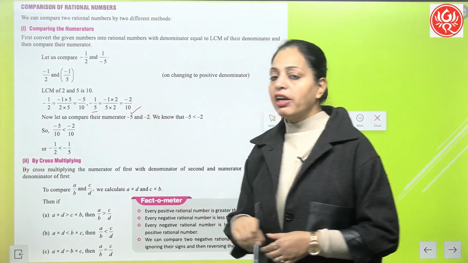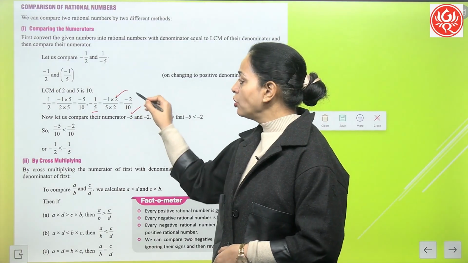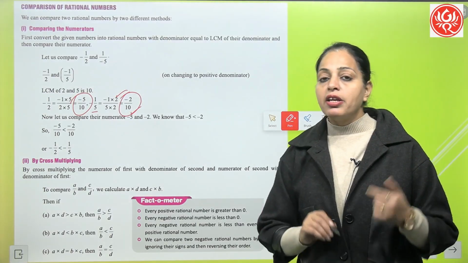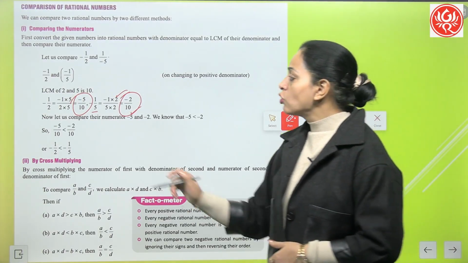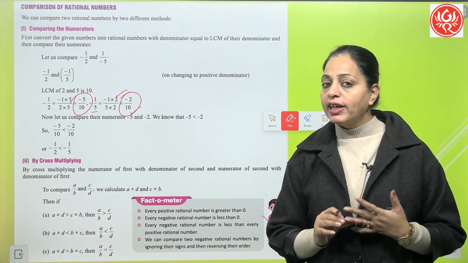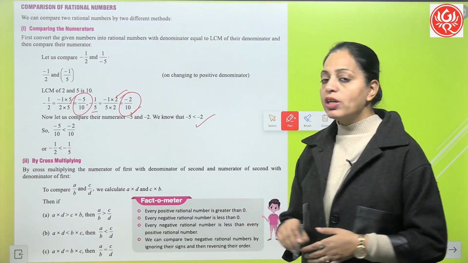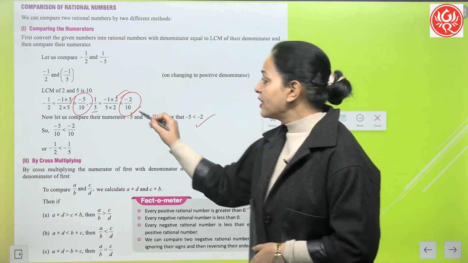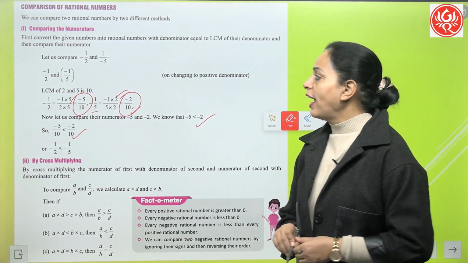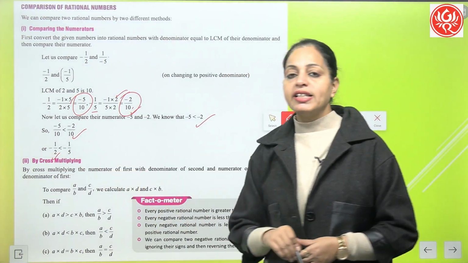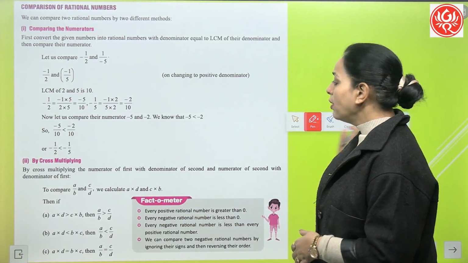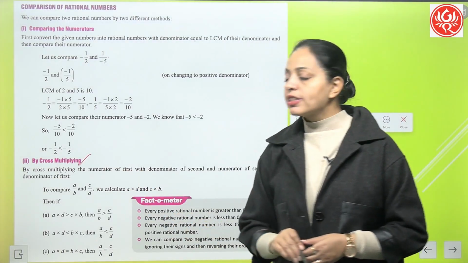5 को 10 में change करना है, 5 into 2. So -1 into 2, -2/10, right? Now denominators same. Now compare numerators. So -5 and -2. So you can see which one is bigger. You know -2 is greater than -5. That's why -2/10 is greater than -5/10, and therefore -1/2 is less than -1/5. Right? Very simple.